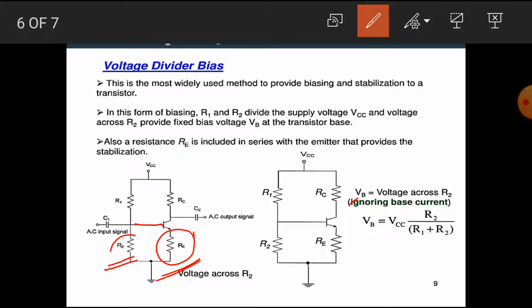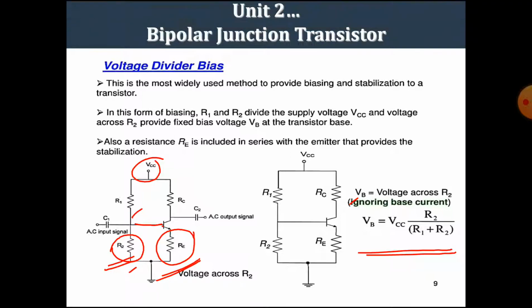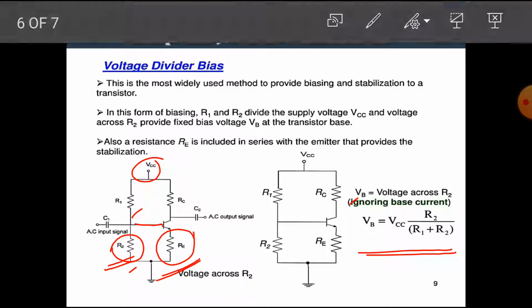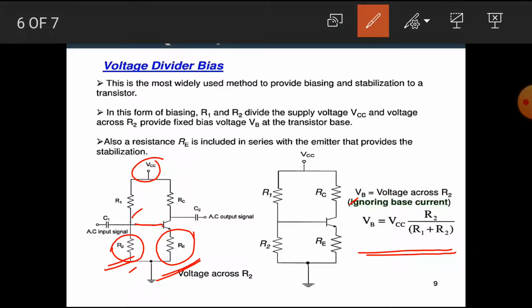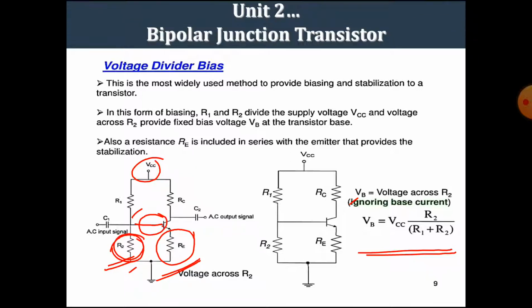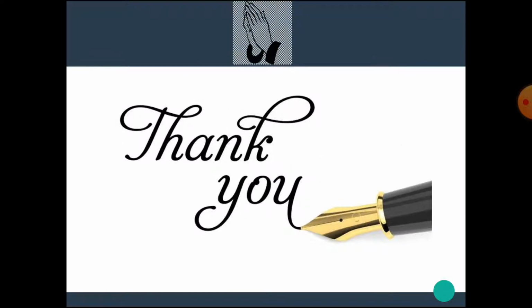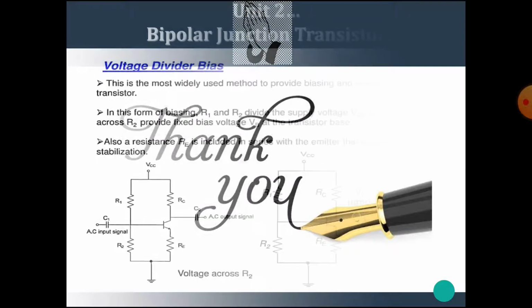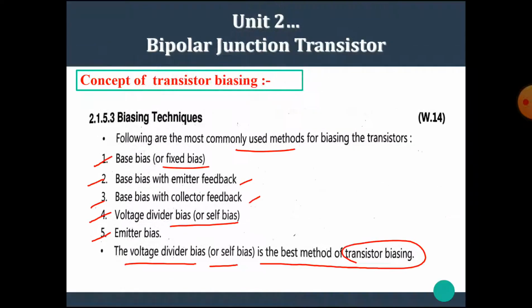The voltage across R2, or the same voltage across the base terminal, can be calculated by using this formula: VB is equal to VCC into R2 upon R1 plus R2. This is the formula by which we can calculate the voltage across the base, or the voltage across the resistor R2. I hope you all understand the transistor biasing process.